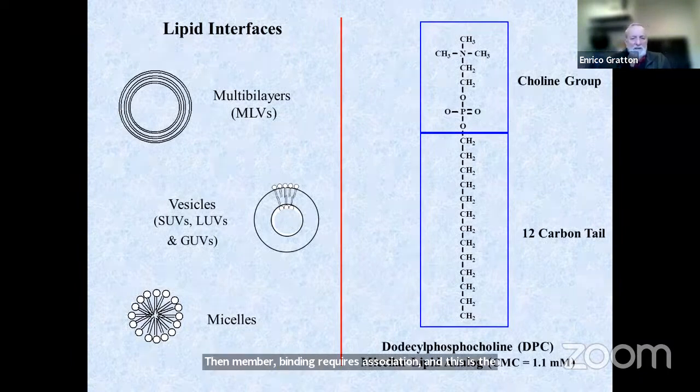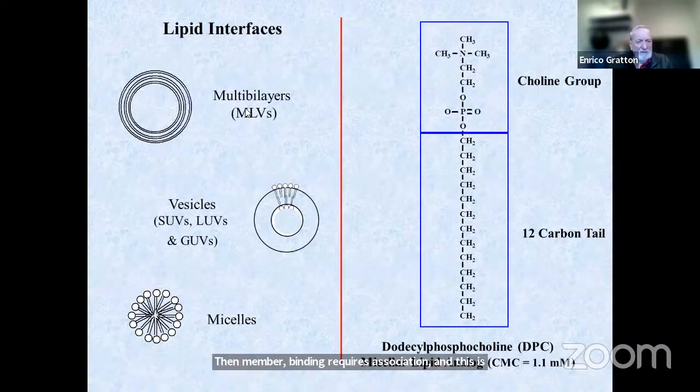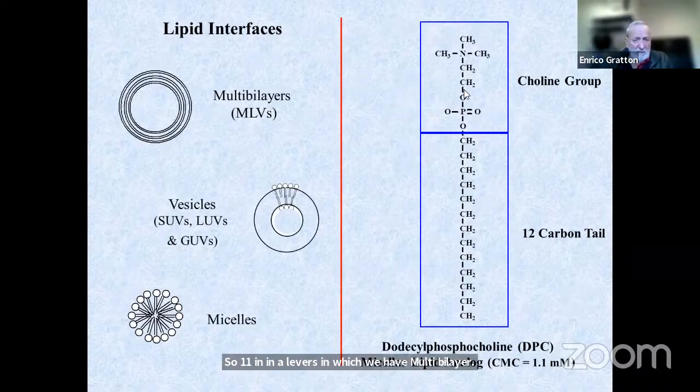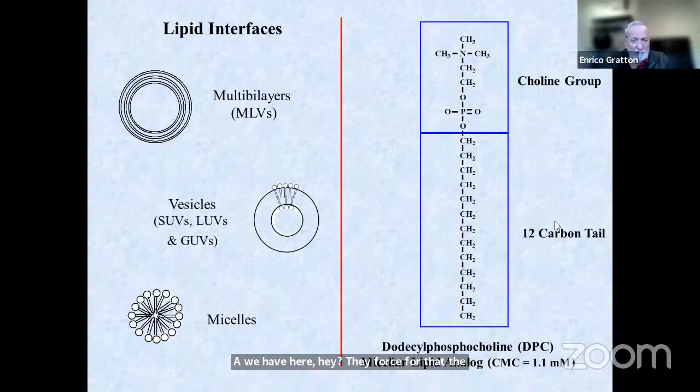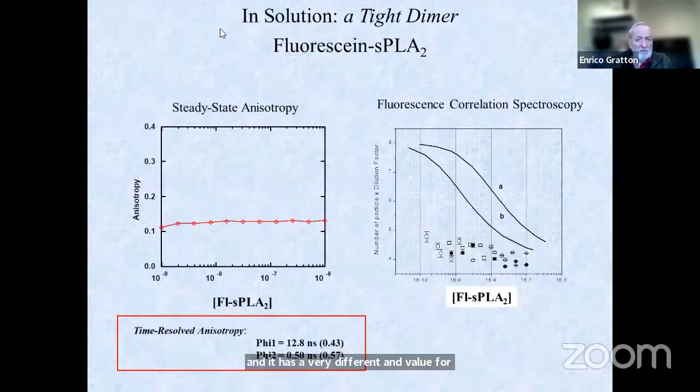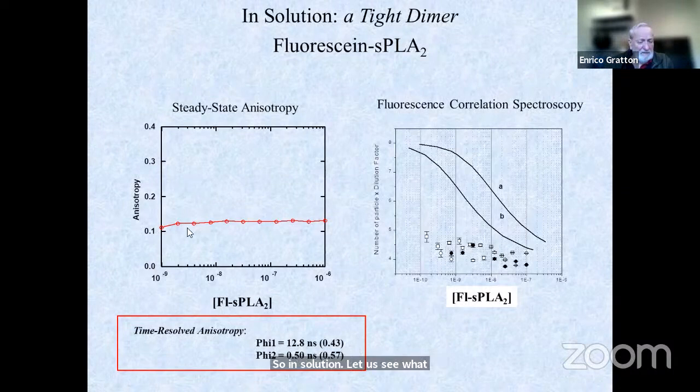So at the multi-bilayer level, in levels in which we have multi-bilayers, we have here this molecule, which is the PPC, so it has a choline group and the carbonyl tail group. And it has a very different value for one and the other. So in solution, let us see what is happening. In solution, we have a steady state anisotropy, as Dave shows, that is constant, so it does not dissociate.